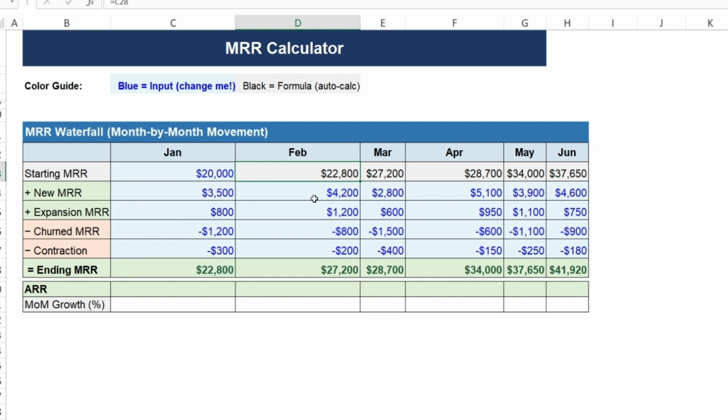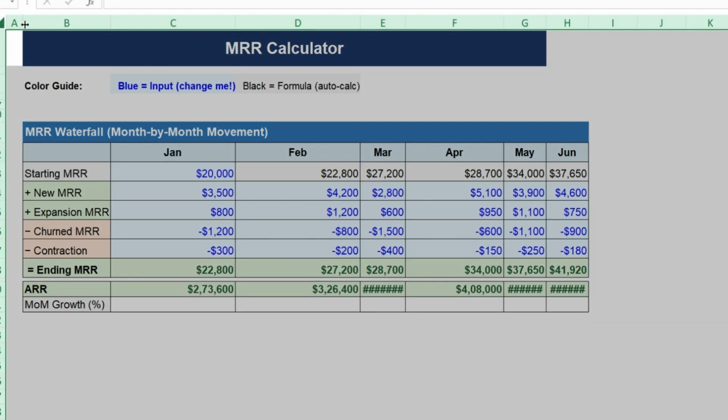Similarly, we have new MRR for Feb as 4,200, expansion MRR as 1,200, churned MRR as 800, contraction MRR as 200, and so on. Similarly, like this, we are able to calculate the ending MRR for months January, February, March, April, May, and June. Now, very easily and simply, we can calculate our ARR, which is MRR into 12. We'll simply drag this formula towards the end to get the result.